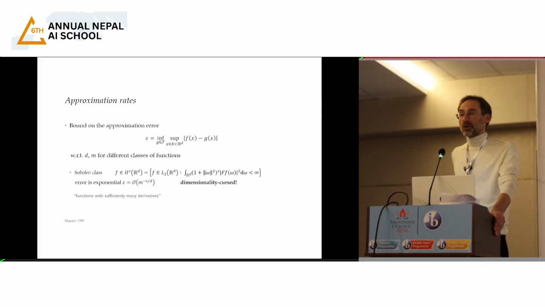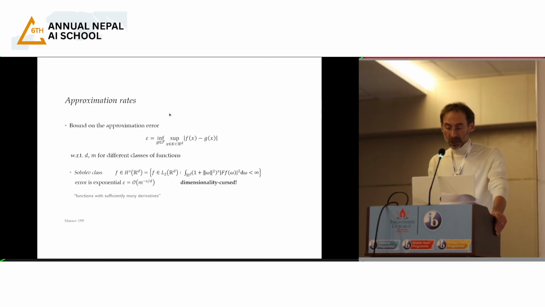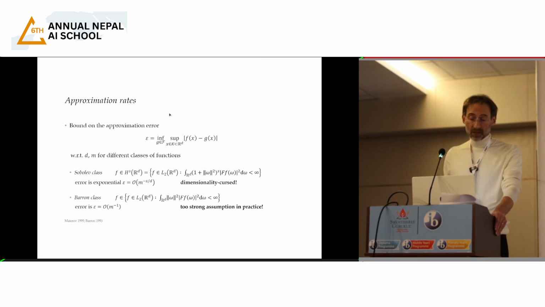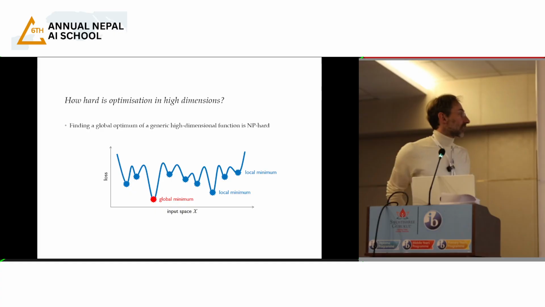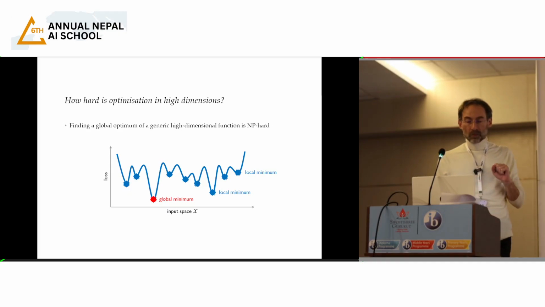Now, the last source of error is optimization, and here actually the situation is more optimistic, right? When we talk about optimization, typically this is what we are interested in: we want to find the global optimum of some high-dimensional function.